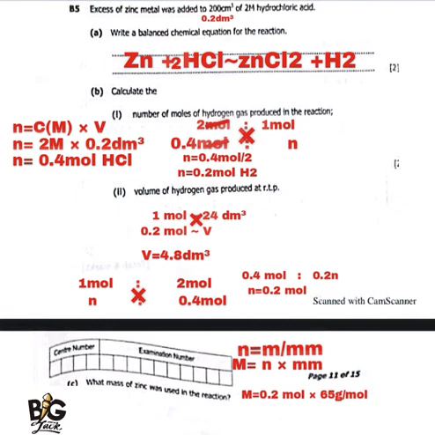65 grams per mole. Now, 0.2 multiplied by 64. Let me say 65. Then the answer is going to be 13 grams. So this 13 grams is the mass of zinc, which is used in the reaction. Okay, so that was the last one.